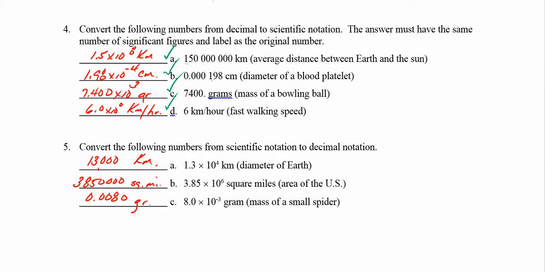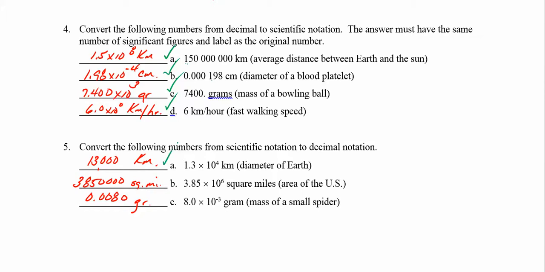Let's look at number 5. It says convert the following numbers from scientific notation to decimal notation. This time we're going to go the other way. The diameter of the Earth is 1.3 times 10 to the 4th kilometers. To do this, I'm going to start with 1.3 and then move the decimal place over 1, 2, 3, 4 places to the right. I get 13,000 kilometers. That's the diameter of the Earth. So A would be 13,000 kilometers.